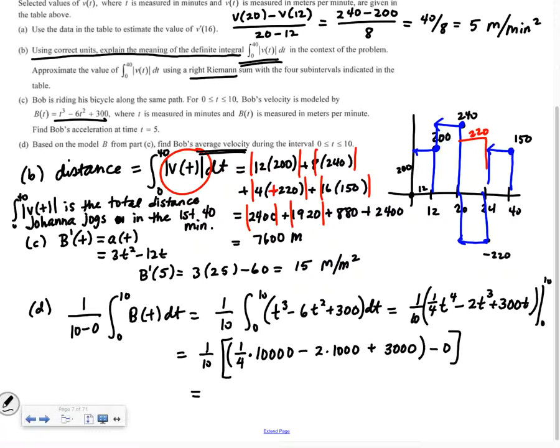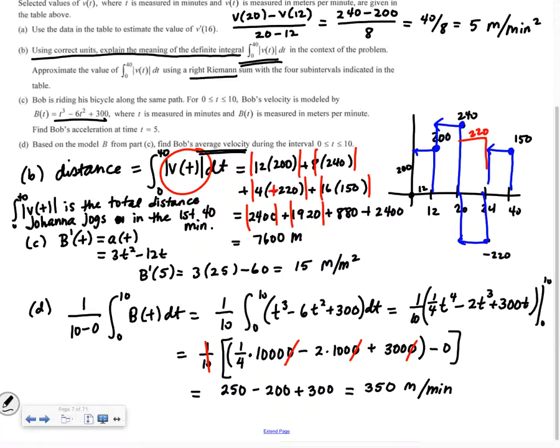So if you multiply this by 1/10, you get rid of the zeros on the end of each one. Maybe you could do that. So you have a fourth of 1,000 is 250, minus 200, plus 300. So we get, let's see, 50 plus 300, so 350. And this is an average velocity, so it is in meters per minute. All right, so that would be the end of that question.